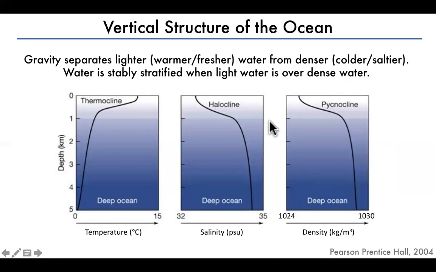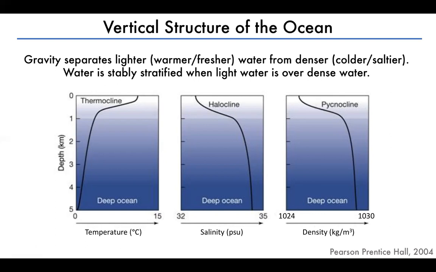So for example, let's say you started out with really warm water near the surface, so you had a really low density, and then all of a sudden it got really cold. And so all of a sudden this water at the very top is a lot colder than the water right below it. And so that's going to make that water at the very top denser. And so what would happen is that water would sink.